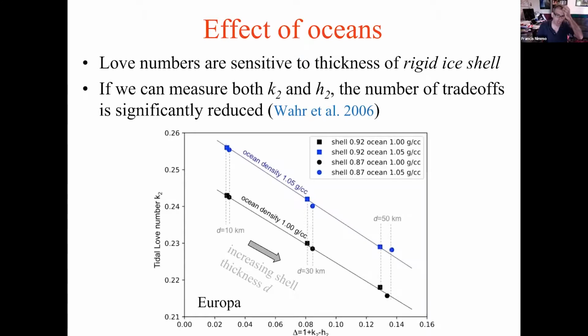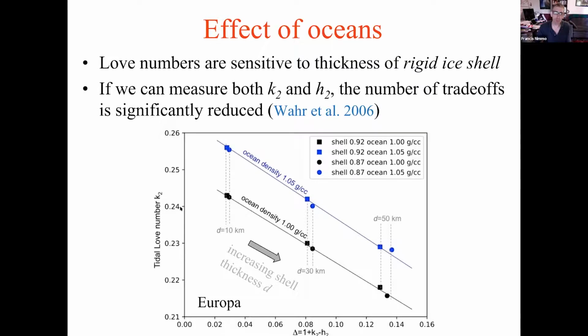This is a slightly complicated plot, but what I'm showing you here is k2, that's the single Love number, and then this funny thing delta, which is 1 plus k2 minus h2, which is a combination of those two Love numbers. Let's say you measure a k2 of 0.24. You can read across, and you would guess that if you were on this black line, the shell thickness would be, I don't know, 15 kilometers or something like that. But if you pick a different ocean density, you would get a much larger shell thickness, something like 40 kilometers.